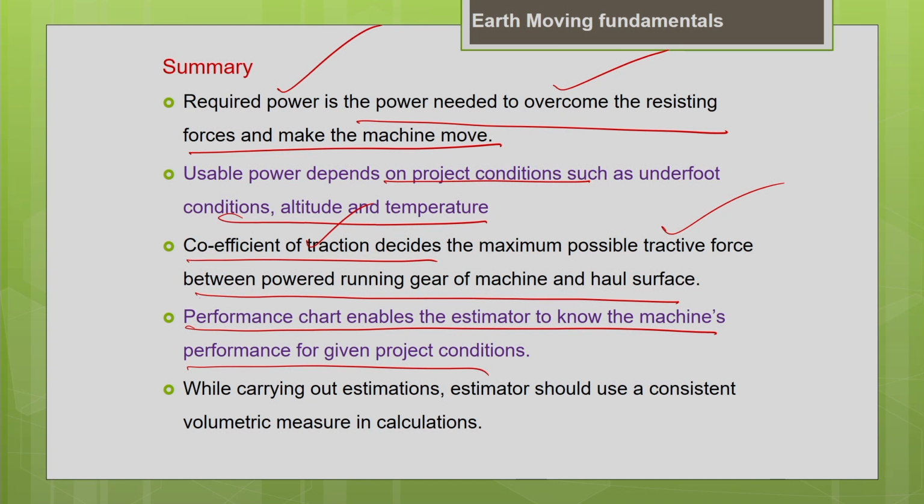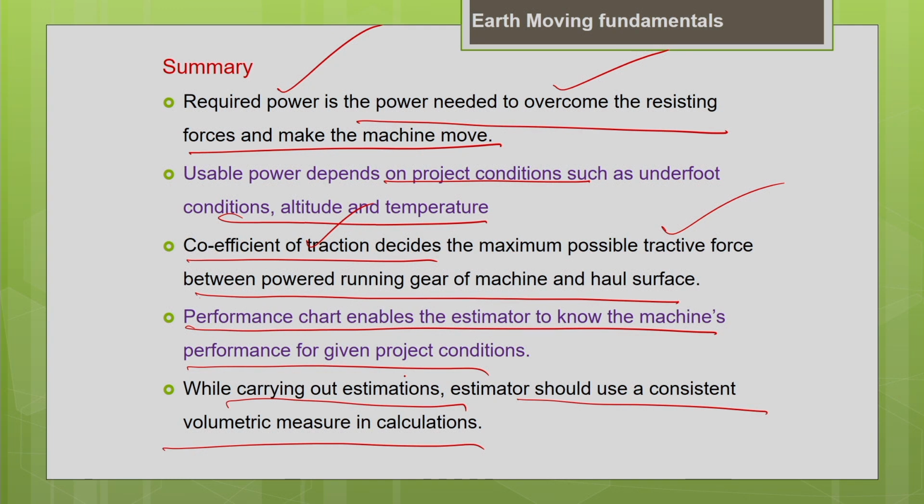As I told you, when you do the estimations of productivity and the volumetric estimations, the estimator should use a consistent volumetric measure in the calculation. There are different ways to express the volume: loosened cubic meter, bank cubic meter, compacted cubic meter. Whatever measure we use, you have to use it consistently throughout your calculations. You can make use of the swell factors and shrinkage factors of the particular soil type to know the corresponding values. You can use them for the conversions, which will facilitate the estimations.